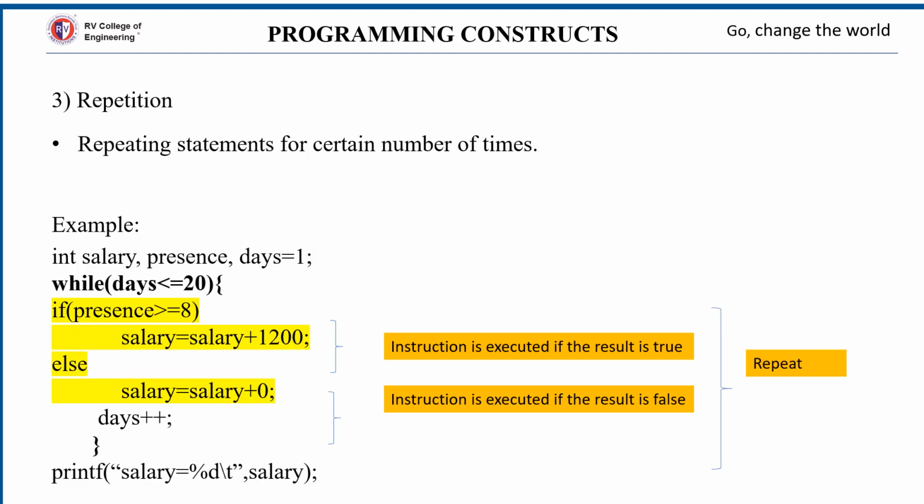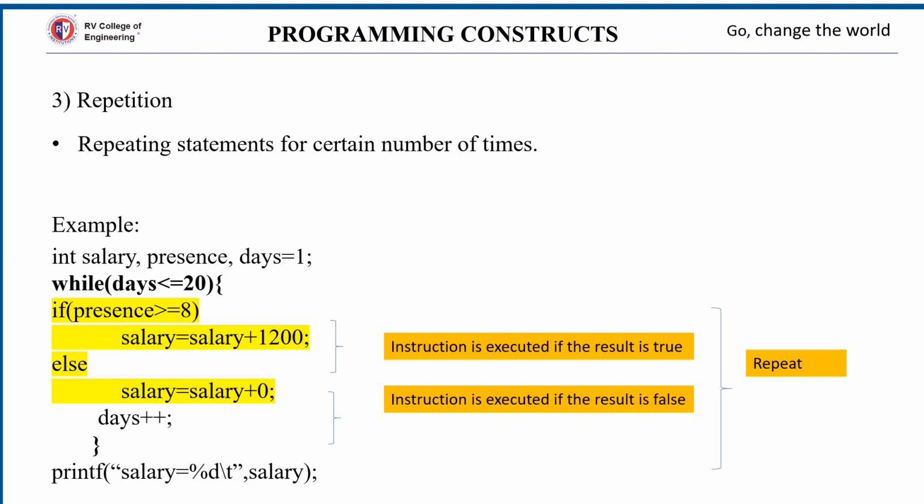A repetition construct causes a group of one or more program statements to be invoked repeatedly until some end condition is met. So let us take the same example as before, but now I want to compute the salary of an employee for 20 days. Each day I check whether an employee is present for 8 hours. If he is present, then I update his salary. Otherwise, I mark his salary as 0. This has to be done for 20 days.